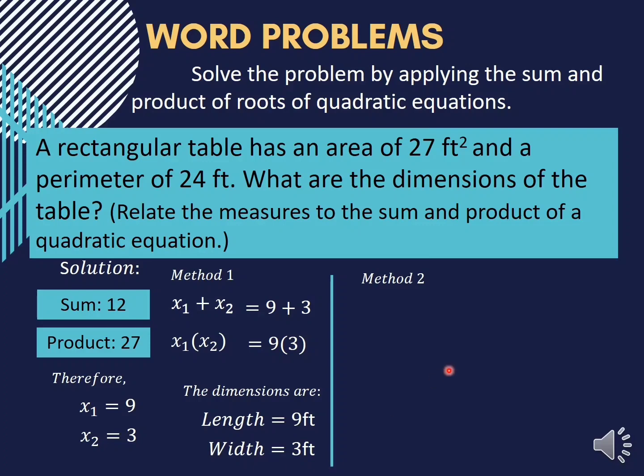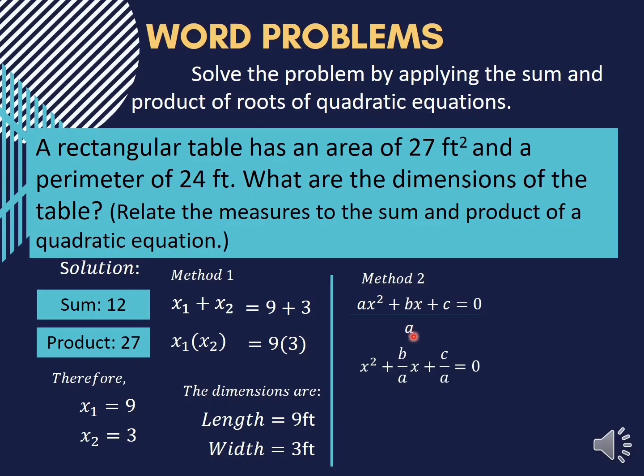Another method is method 2. So, how are we going to do this? We will start with the formula in finding the standard form of the quadratic equation, ax squared plus bx plus c is equal to 0. Since we know that the sum is equal to negative b over a and the product is c over a, meaning it has a over, or our a is in the denominator. To formulate that in our standard form, let us divide it by a.